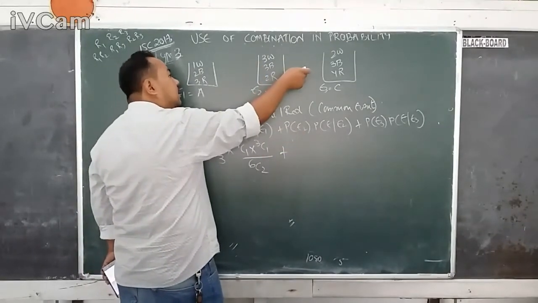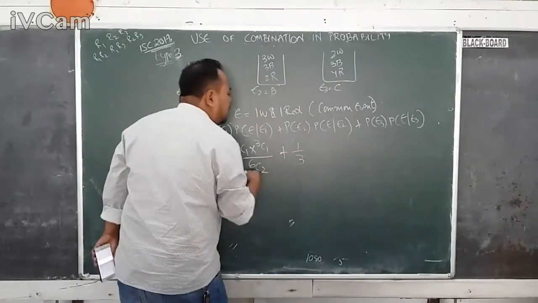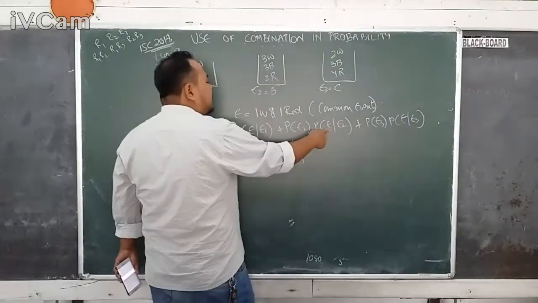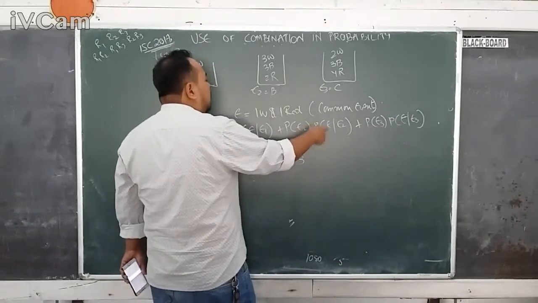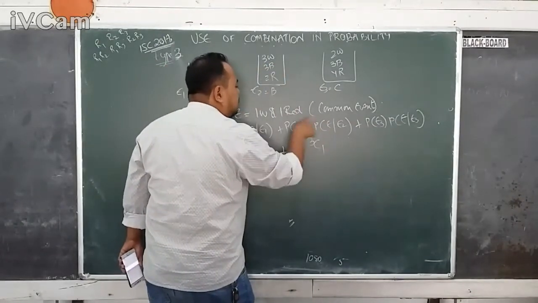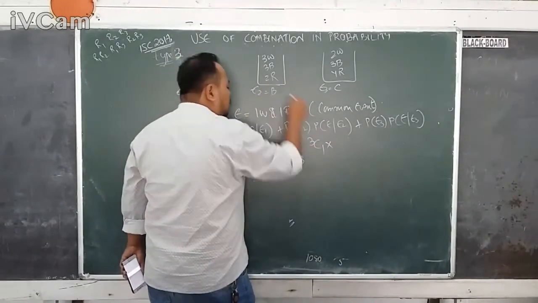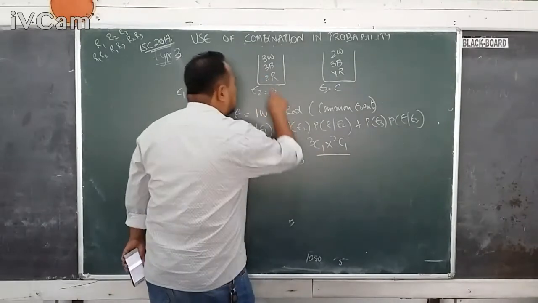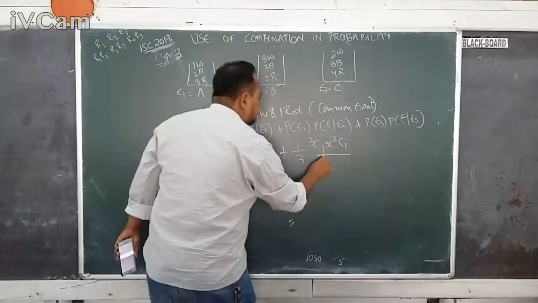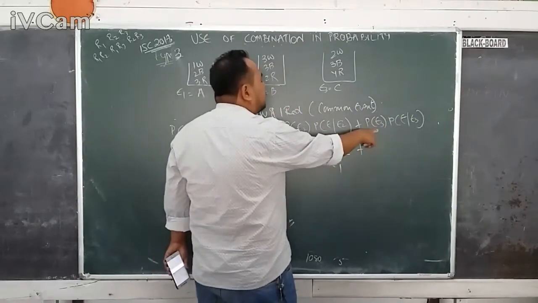Plus probability of E2, the probability that the second bag gets selected. How many bags are there? There are 3 bags. Out of 3, I have to select 1. That means 1 by 3. Probability of E slash E2 is 1 white and 1 red from bag B. How many whites are there? 3. So out of 3, I have to choose 1, because it's 1 white into 1 red. How many reds are there? 2. So it's going to be 2C1 divided by total 3, 6, 7, 8, that is 8C2.